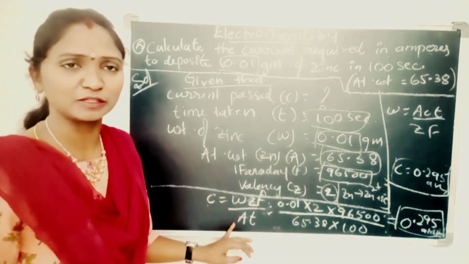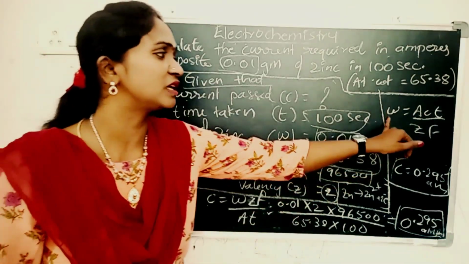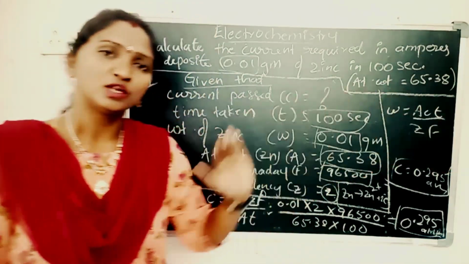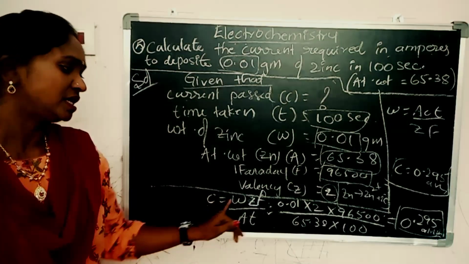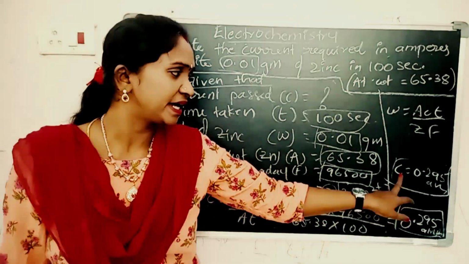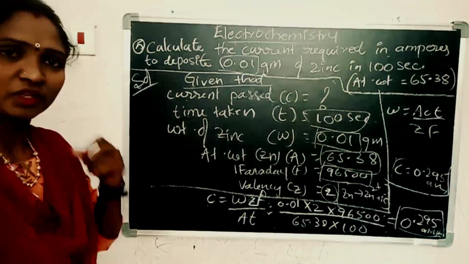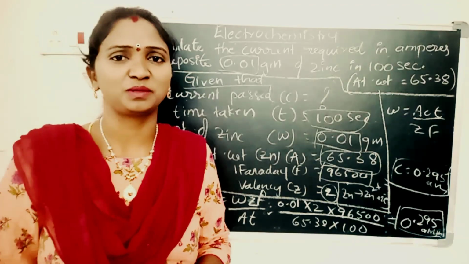So all these values can be placed in this formula: W equal to ACT by ZF. So we have to calculate C; therefore C = WZF by AT. And finally we will get current in amperes as 0.295 amperes. Okay, let us move on to the next problem.